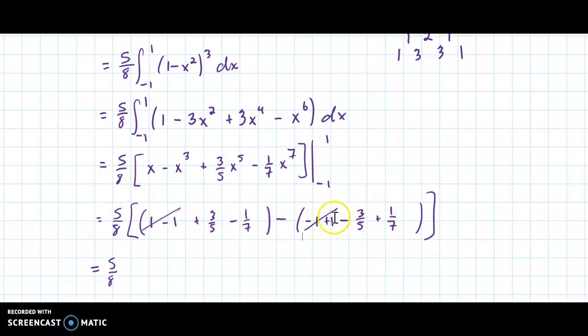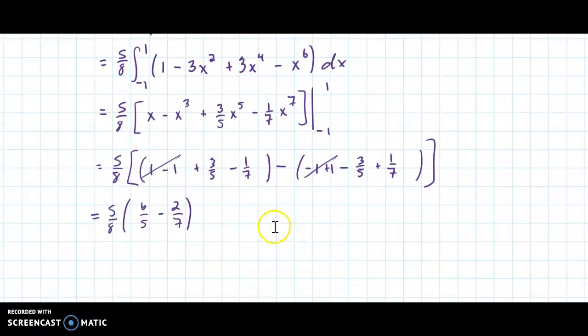I've got a 3/5 and then another 3/5, so that gives me 6 over 5. And then I've got a 1/7 and a -1/7 and then another -1/7. So minus 2 over 7. And this common denominator would be 35. So 5 over 8 times 35. And then the 6 needs to get multiplied by 7. Gives me a 42. The 2 needs to get multiplied by 5. It's negative, so it gives me 10.